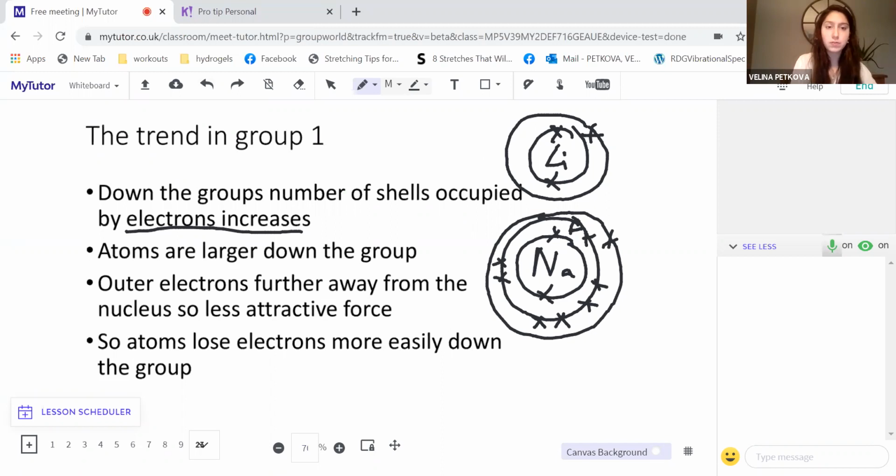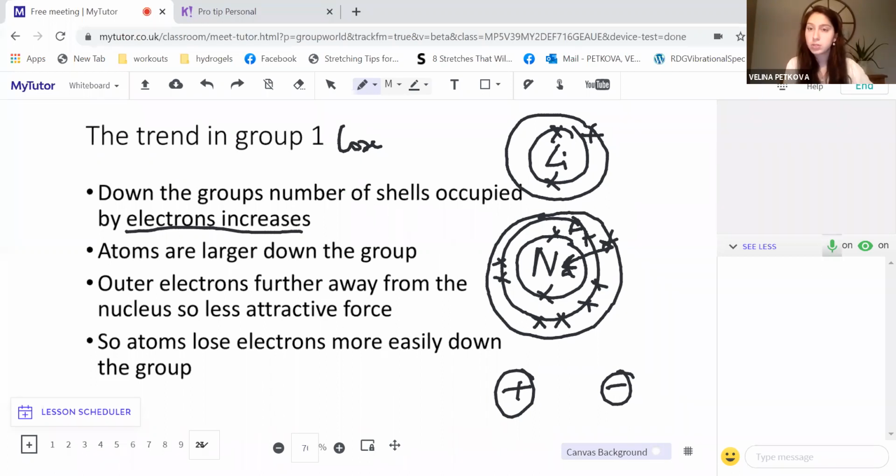And so the outer electron is further away from the nucleus, and therefore there's less attractive force. So there is electrostatic attraction between the nucleus and the electrons. The nucleus has a positive charge, and the electrons have a negative charge. So there is electrostatic attraction between the outer electron and the nucleus. As we go down the group, this outer electron is further away from the nucleus, so there is less attraction between the nucleus and the electron. And as we know, in group 1 we want to lose the electron. So a weaker attraction between the nucleus and the electron makes it much easier to lose.